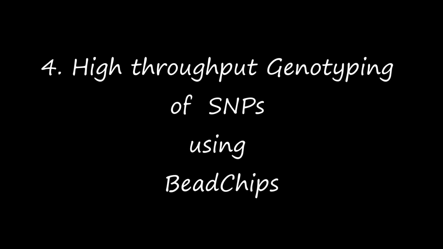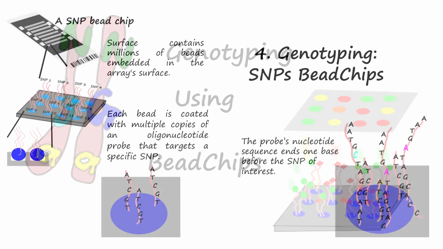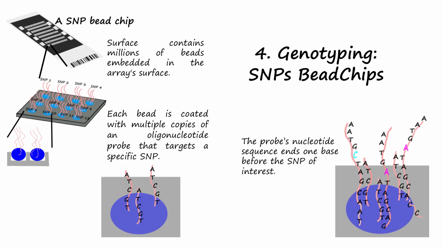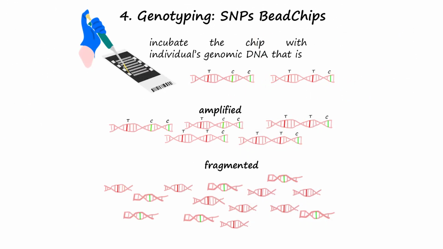Sometimes a more high-throughput method is needed. Thus, the SNP chip or array technology may be used. This technology can simultaneously test many individuals' SNPs at specific locations across the genome. A SNP bead chip has multiple surface beads, each coated with many copies of a probe. The probe nucleotide sequence on each bead targets a specific SNP and ends one base before the SNP. To genotype an individual's SNPs, the chip is incubated with the individual's genomic DNA that has been amplified and fragmented.